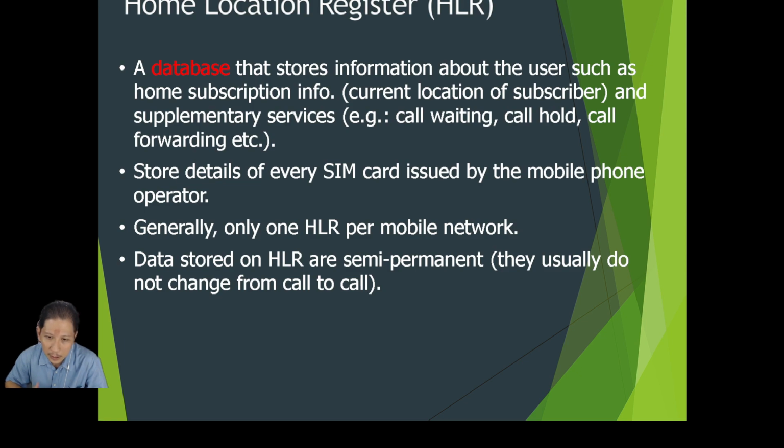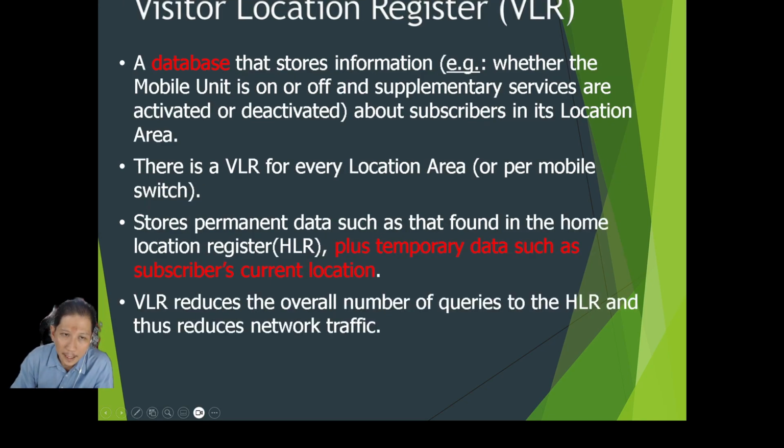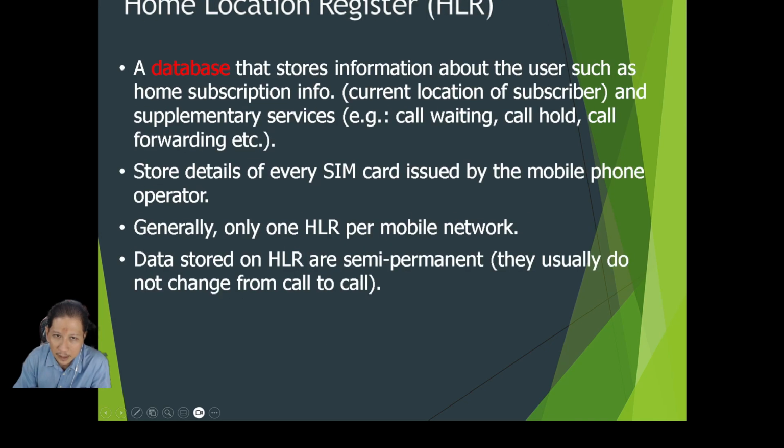Generally there is one HLR per mobile network. We can only have one, registered per mobile. The data we store in the HLR is semi-permanent and usually does not change from call to call. The database stores information, for example, whether the mobile unit is on or off, and whether supplementary services are activated or deactivated.